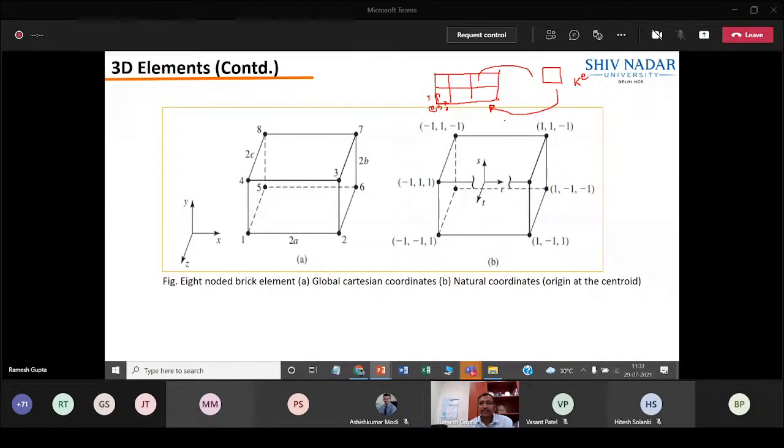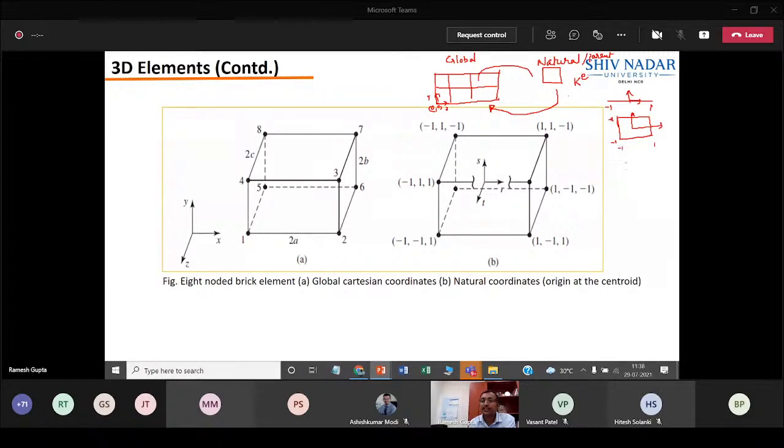So that is what is called the natural coordinate system, and this is your global coordinate system. The natural coordinate system is also called the parent coordinate system, and you are mapping it to your global coordinate system. Usually the size of the element ranges, if it is one dimensional, please look here, from -1 to 1. If it is two dimensional, then the size of the element will be -1 to +1 in both directions.